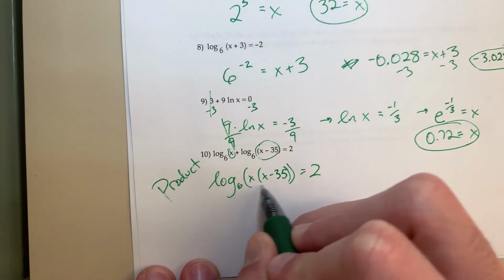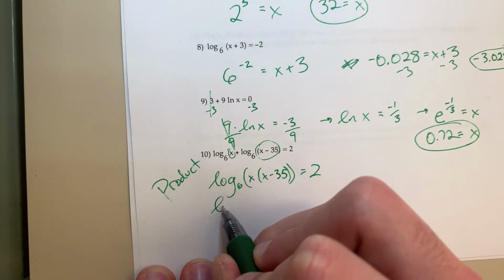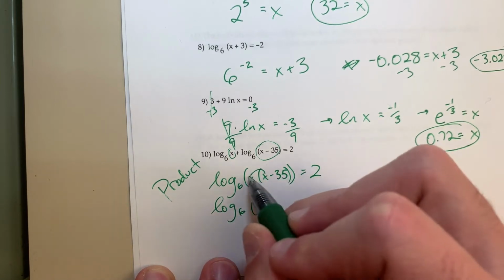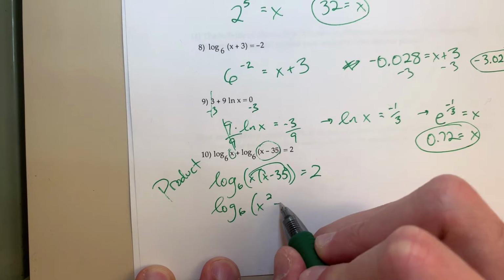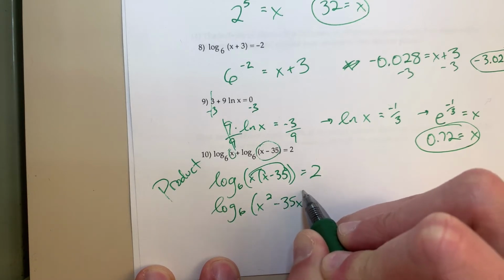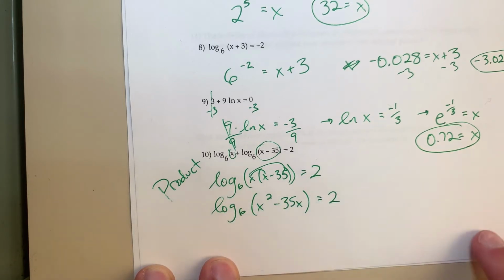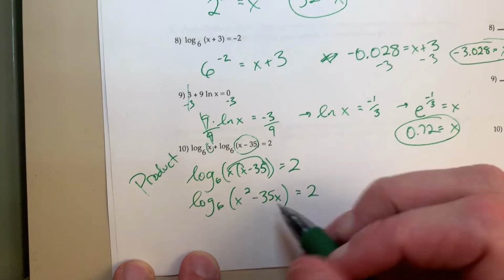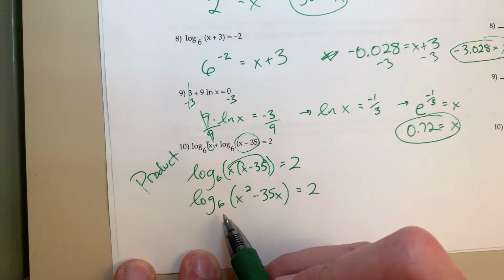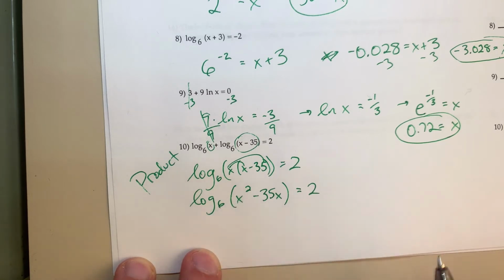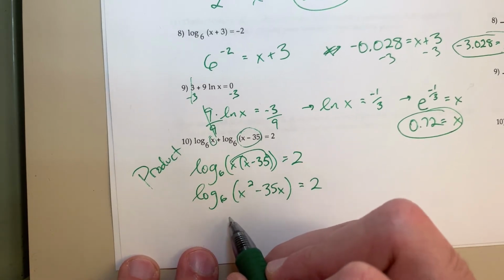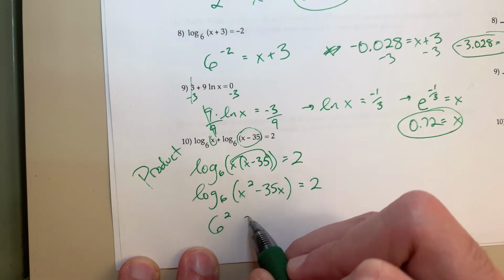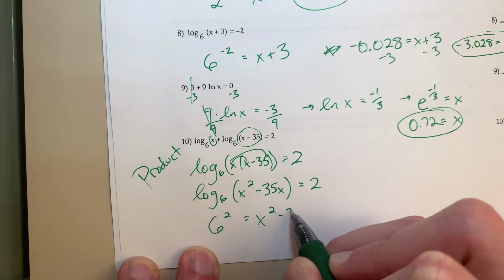From here, again, you're going to have to distribute this x at some point. So let's just take care of that now. Log base 6 of x times x squared. X times negative 35 would be negative 35x equals 2. Okay. And now that it's written like this, I lied, I'm not going to use my other piece of paper. I can convert this, right? There's nothing I can cancel, so I can convert this to the exponential. So again, that would be 6, my base, squared, my exponent, equals this group, x squared minus 35x.